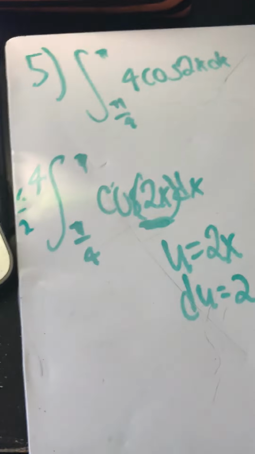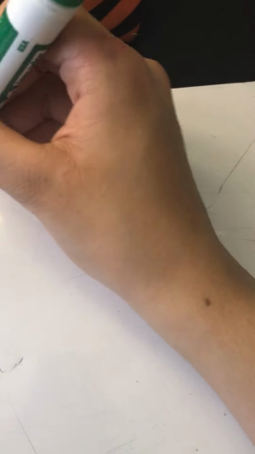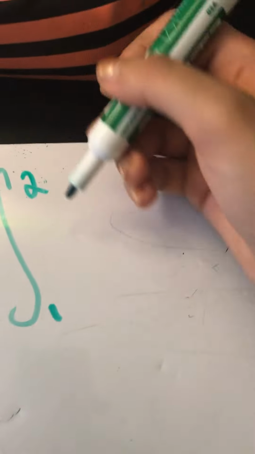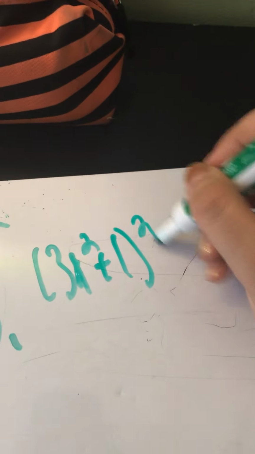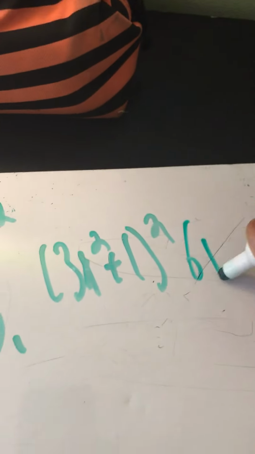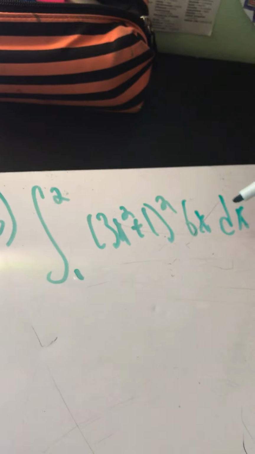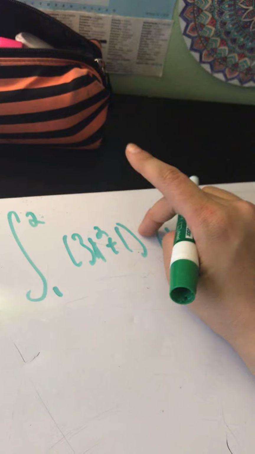Okay, now number 6. We're going from 1 to 2 of (3x squared plus 1) squared times 6x dx.